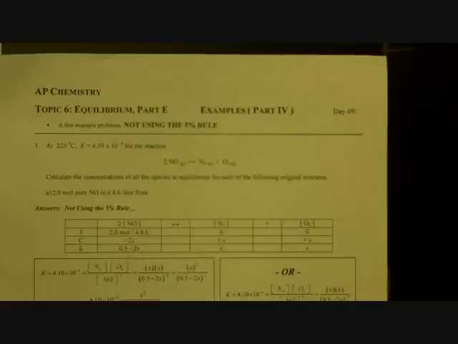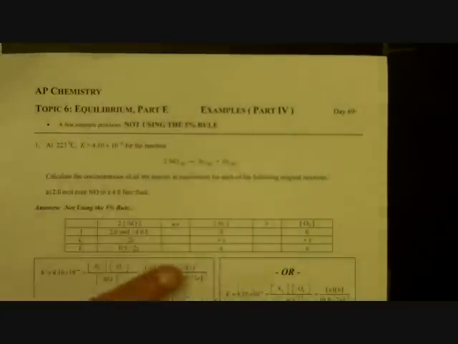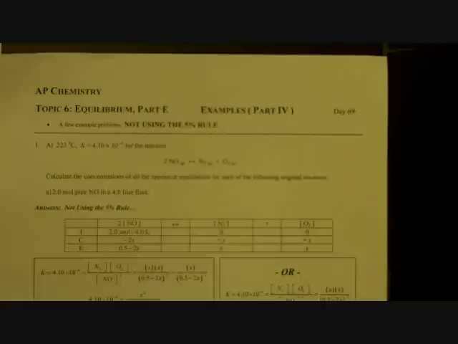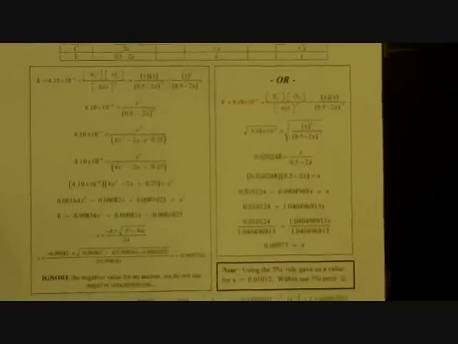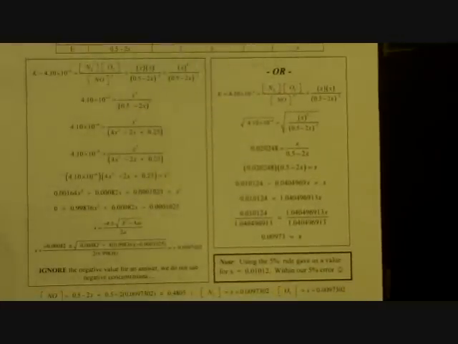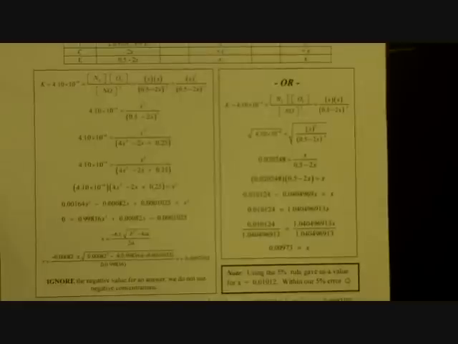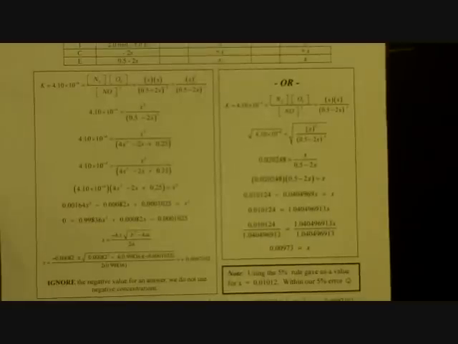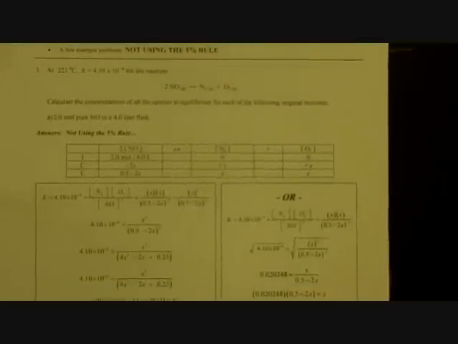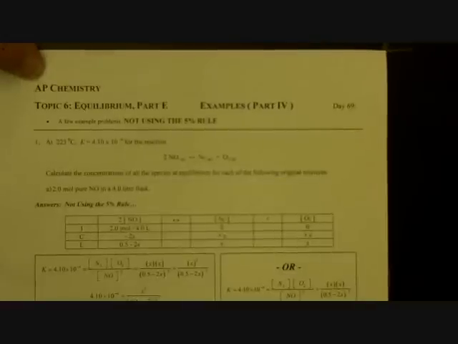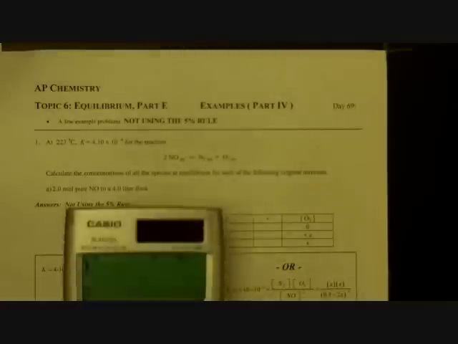This is how to use your calculator for solving ICE charts without using the 5% rule. The sheet that I have here shows the long steps, the processes needed to solve for your ICE charts or your equilibrium expressions and your concentrations without using the 5% rule. And again, you're always going to be allowed to use the 5% rule, but some of you, since you have a calculator like this, might want to find the actual value.